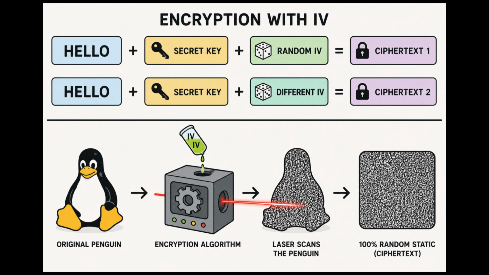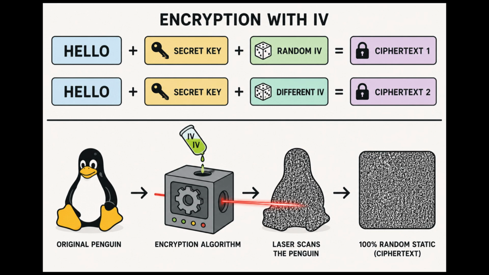Then we take hello again and the same secret key is there. But this time we have a different initialization vector. Because of that, we get a different ciphertext. So even if you send the exact same file twice, the output looks completely and totally different. The penguin is gone. The patterns are destroyed.